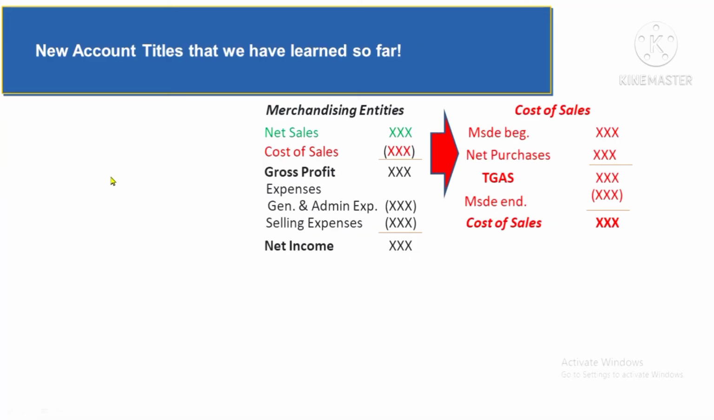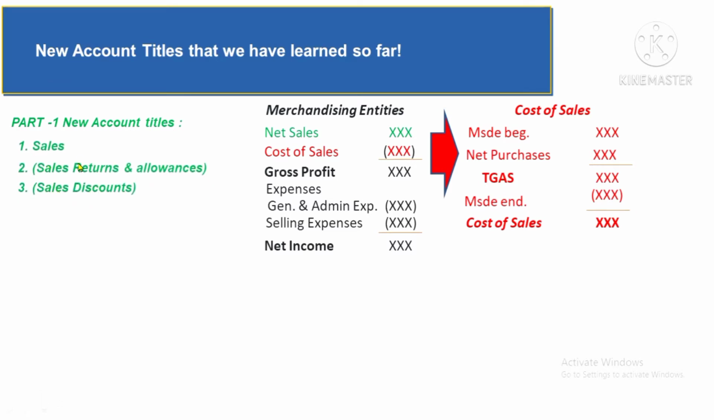Before we start, let's review the new account titles that we have learned so far. In the accounting for merchandising part 1, we learned about the entries related to the accounts sales, sales returns and allowances, and sales discounts. These three are the ones composing the net sales, because net sales is gross sales less these two accounts. Aside from that, we have learned how to account for the freight out cost, or the transportation cost incurred to deliver the goods to customers, which is a selling expense.